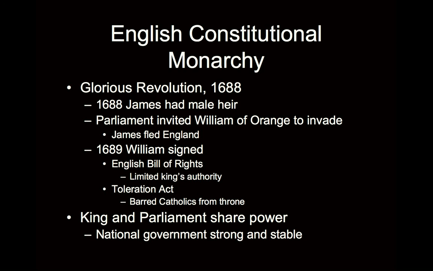The Toleration Act also made it free for all Protestants to worship, regardless of Anglican or Methodist or Baptist or Puritan, but not the Catholics. These two laws established political stability in England for generations to come, and it's this idea of checks and balances, king and parliament working together, which was then transferred to America, when English colonists went to America through the 1600s and into the 1700s.